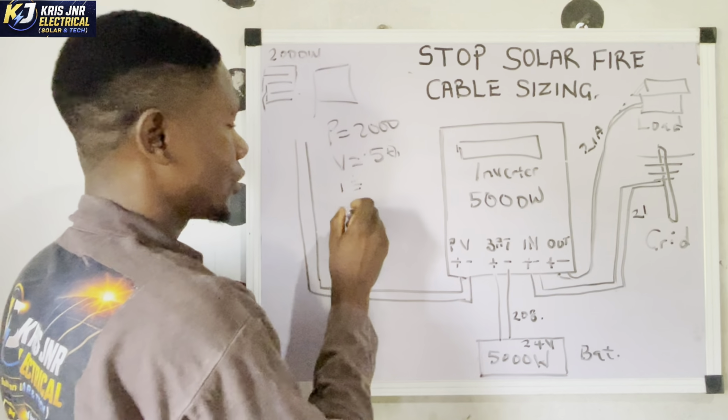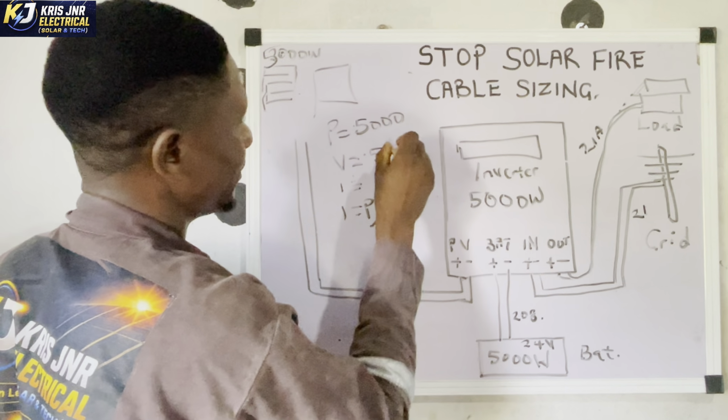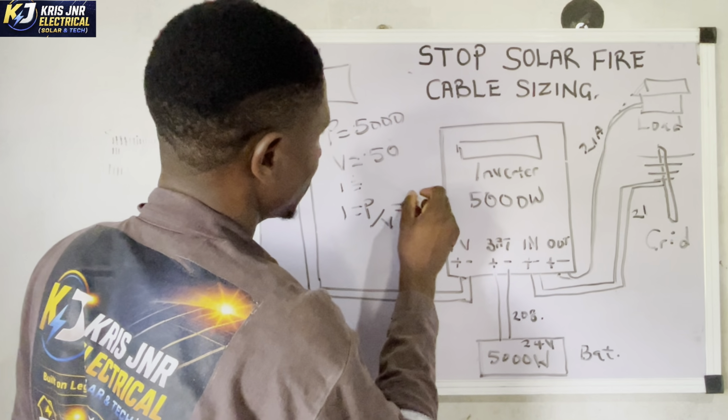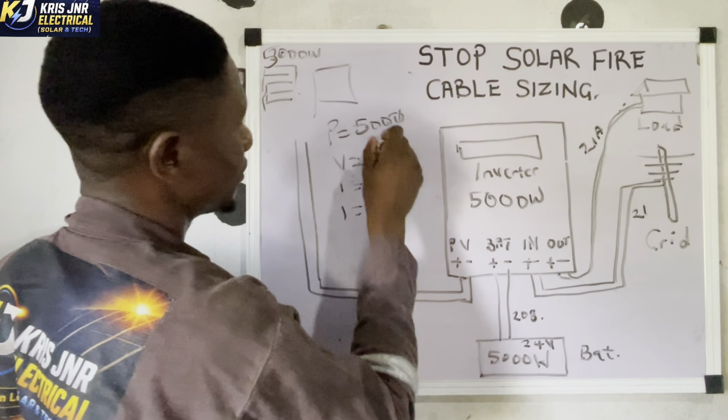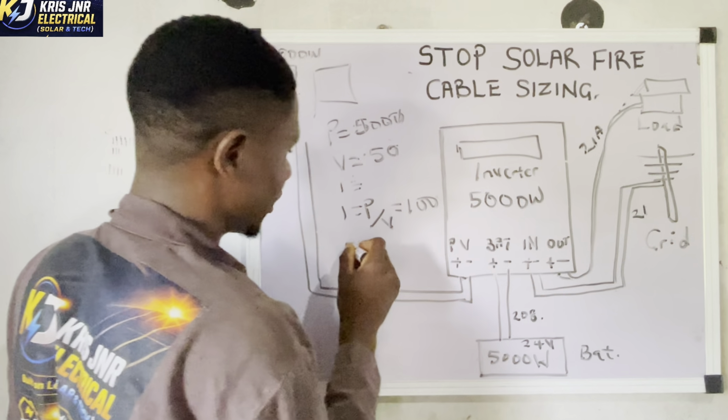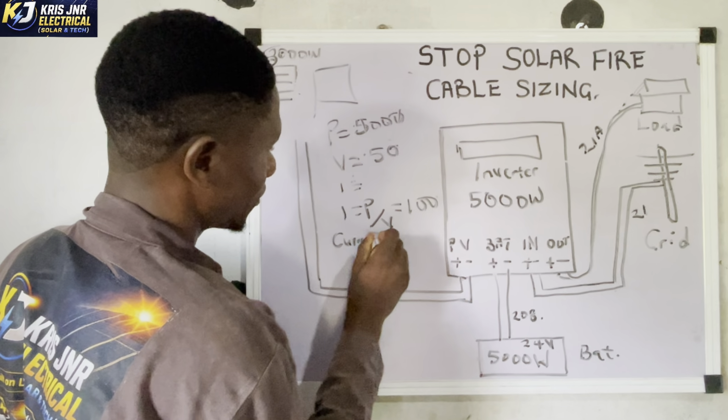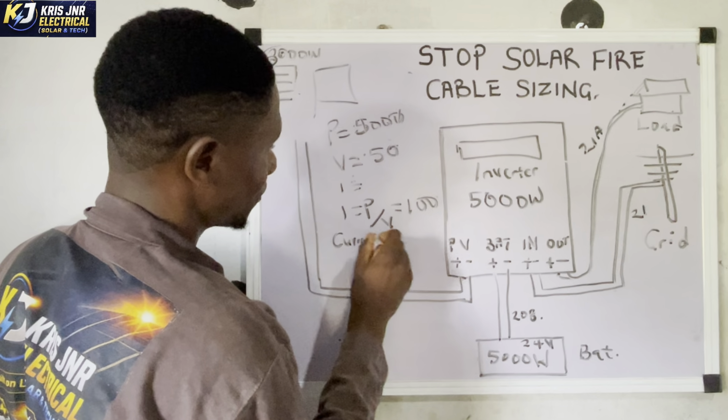A 5000 watts panel. If you have a 5000 watts panel, the current will also change. So 5000 watts divided by, let's say, 50 volts, then you will have 100 amps. Okay, so the current flowing is 100 amps. If it is a 5000 watts panel and a 50 volt rating, then the current equals 100 amps.